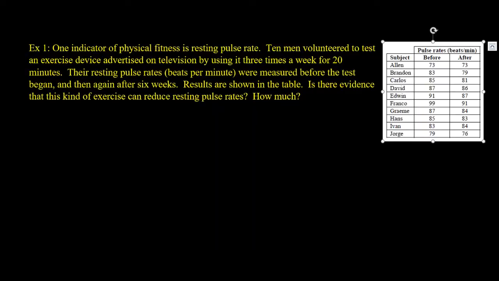Chapter 24, Example 1. One indicator of physical fitness is resting pulse rate. 10 men volunteered to test an exercise device, advertised on television, by using it 3 times a week for 20 minutes. Their resting pulse rates, in beats per minute, were measured before the test began, and then again after 6 weeks. Results are shown in the table.